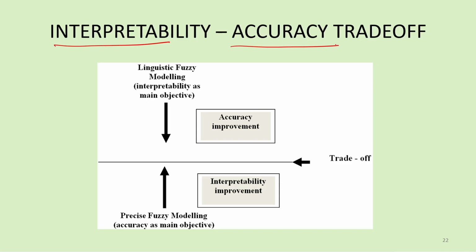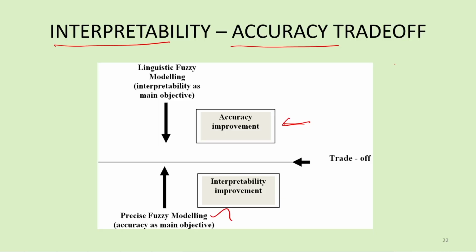Now in fuzzy modeling we have two contradictory objectives. One is interpretability, another one is accuracy. When you focus on linguistic fuzzy modeling, you take interpretability as the main objective, so your focus is on improving the accuracy. When you work on precise fuzzy modeling, your objective is accuracy and you work on improving it. But these two are contradictory. When you focus on accuracy improvement, you lose interpretability. When you focus on interpretability improvement, you lose accuracy. So there is always a trade-off between them.